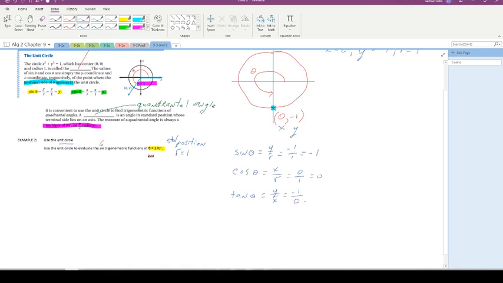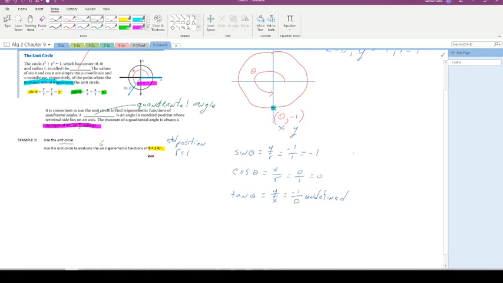Then we have the tangent of theta, which equals y over x, which equals -1 over 0. Oops, there's a problem. That's called undefined, because when you have a 0 in the denominator, it doesn't exist. Okay, well, then the next part should be very easy, because now we just have to flip these things.